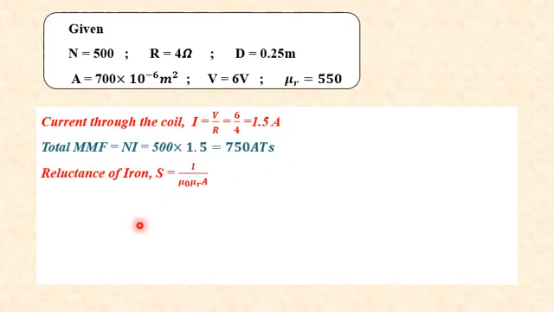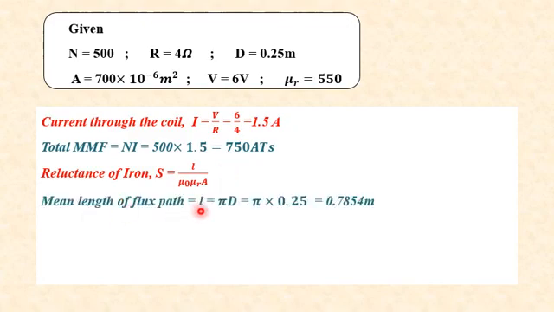Now the reluctance of the iron, that is S, is equal to L by mu 0 mu R into A. Mu 0, that is the permeability of free space, is a known value. Mu R is given in the question as 550. A is the area of cross section of ring, that is given in the question as 700 into 10 raised to minus 6 meters square. So we need to find L. L is the mean length of the flux path. To find that, the diameter of the ring is given. So using that, we can find the value of L.